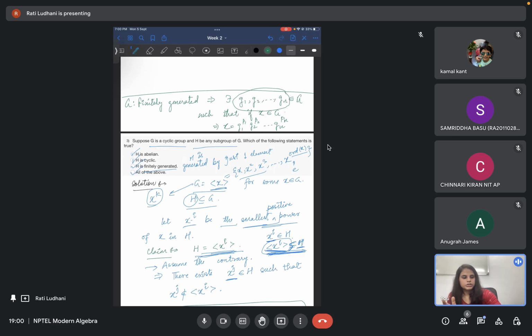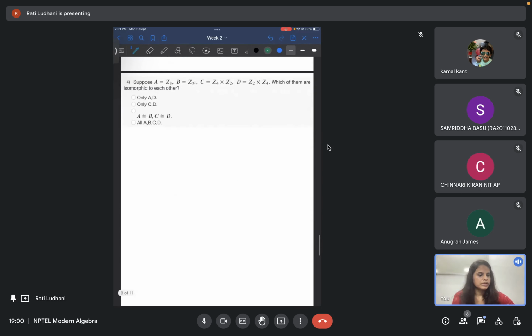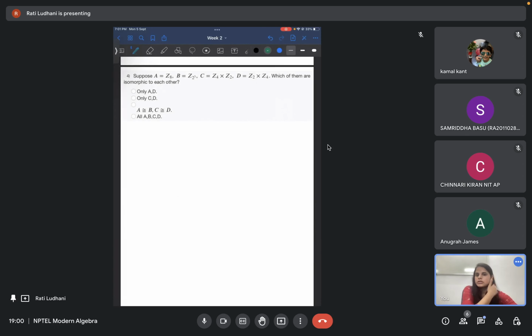So we can actually write G to be generated by g1, g2, up to gn. This is the symbol for generated by. So this is finitely generated. Is that clear? Okay, let's move to the next question.